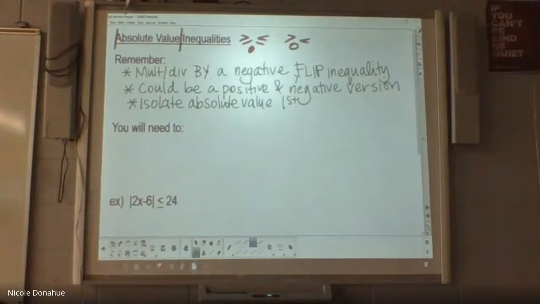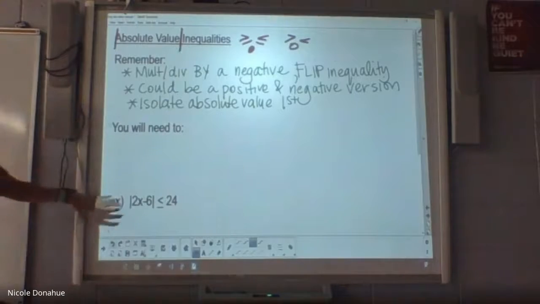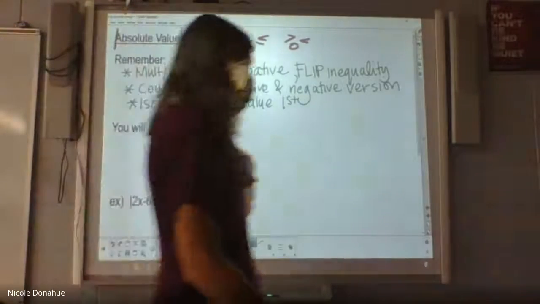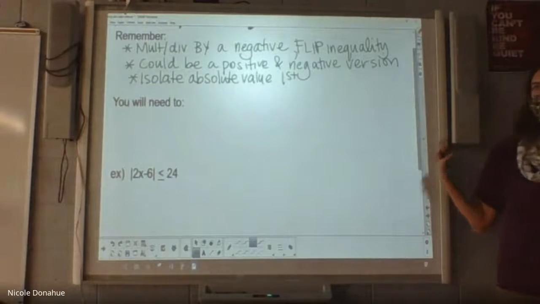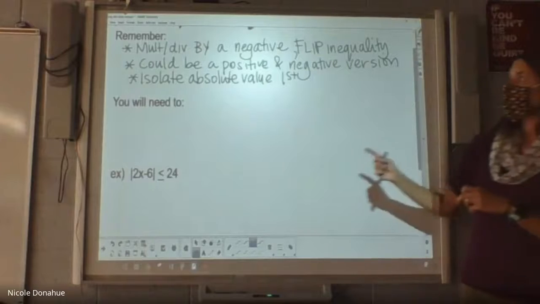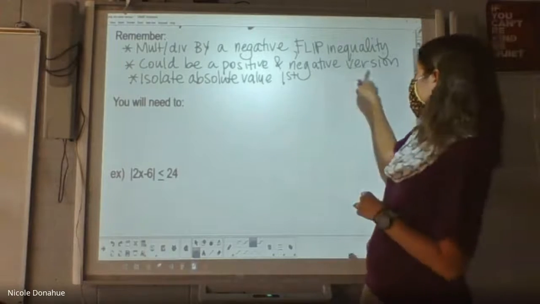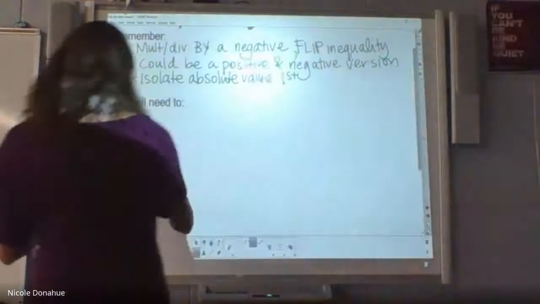Okay, so in a problem like this first example, I'm going to tell you what you need to do here. We're going to do |2x - 6| is less than or equal to 24. This is just a run-of-the-mill problem with these. It could be a positive and negative version. We need to isolate the absolute value first. So is the absolute value isolated?